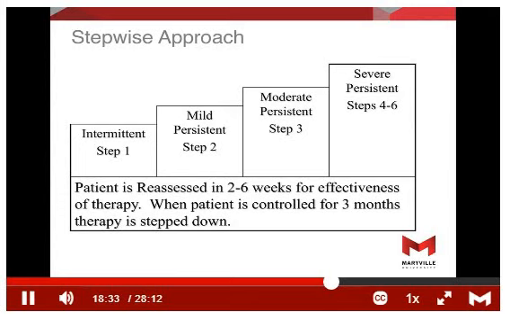And like I said, the patient is reassessed in 2 to 6 weeks for effectiveness of therapy. When the patient is controlled for 3 months, therapy is stepped down. So we don't want somebody to be on all these medications forever if we can step down and get things under control. Remember, it's an inflammatory process. If we can get the inflammation under control, we can hopefully step them down with that. So usually once I change a patient's medication, I want to see them back in a month to reassess.